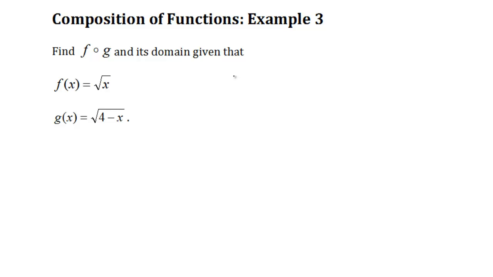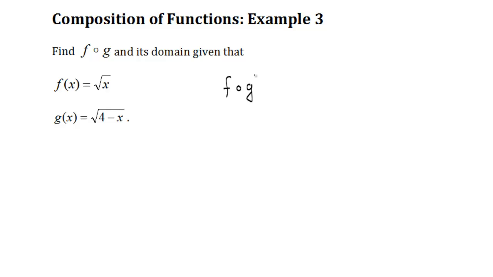In this example, given that f of x equals the square root of x and g of x equals the square root of 4 minus x, we're asked to find f compose g of x as well as its domain. Let's begin by writing down the definition of f compose g of x.